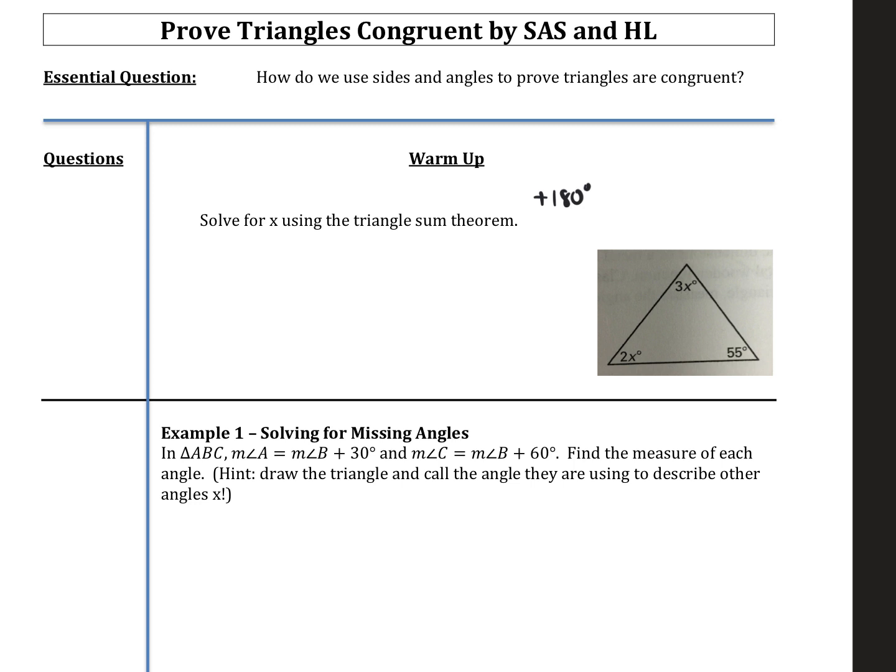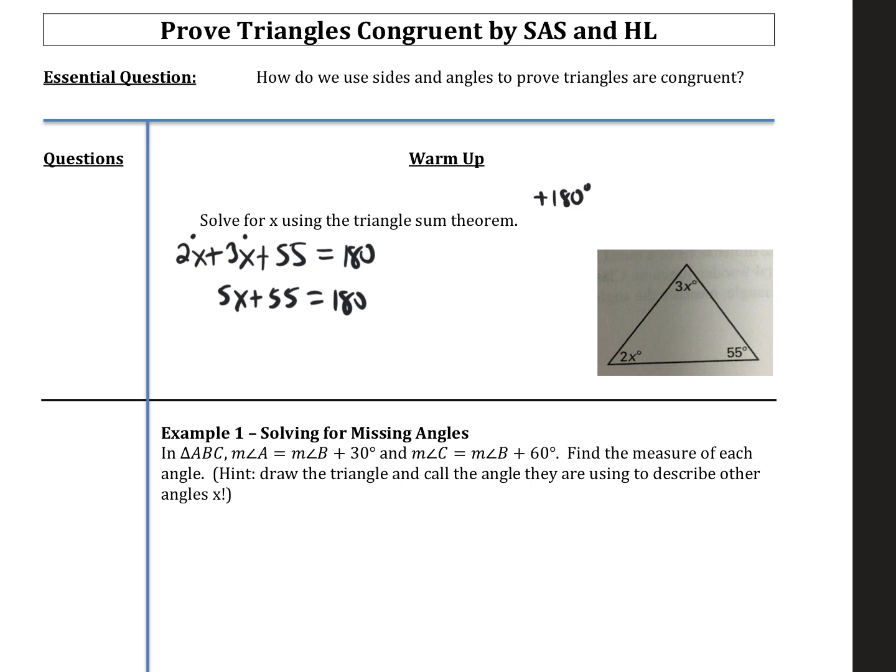All right, so we have this triangle here. It's going to add up to 180, so we're going to add up all the angles. 2x plus 3x plus 55 equals 180 degrees. Is there anything to distribute? No. Any like terms to combine? Yes, 2x and 3x is going to be 5x plus 55 equals 180.